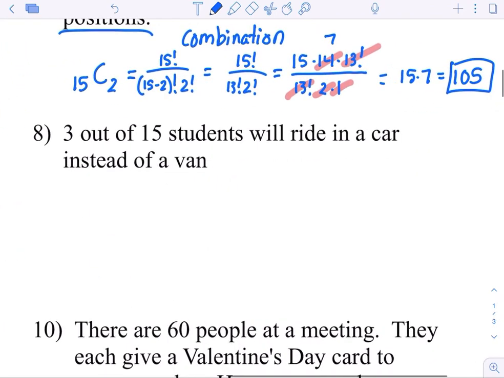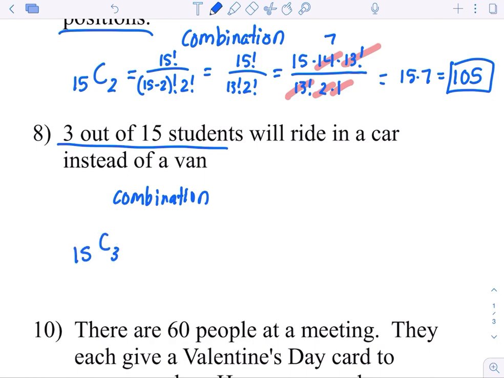Okay, 8. 3 out of 15 students will ride in a car instead of a van. Well, 3 out of 15 students will ride in a car, but the order you put the 3 in doesn't matter. So that means it's combination. So 15 choose 3. 15 factorial over 15 minus 3 factorial, 3 factorial, is equal to 15 factorial all over 12 factorial, 3 factorial.